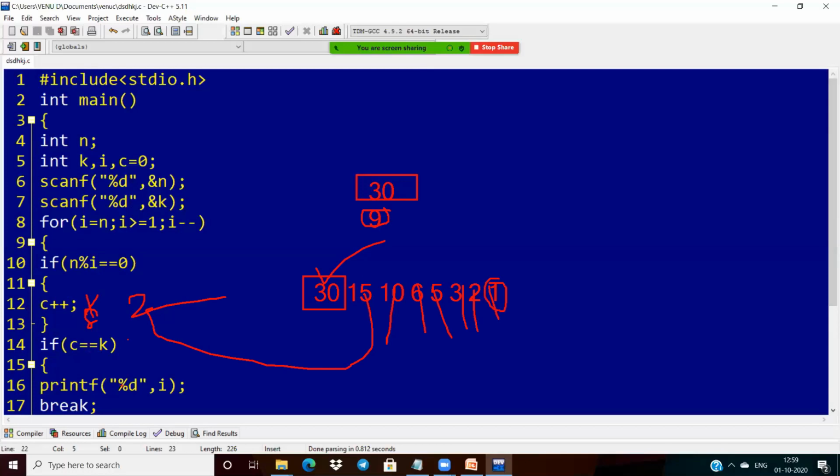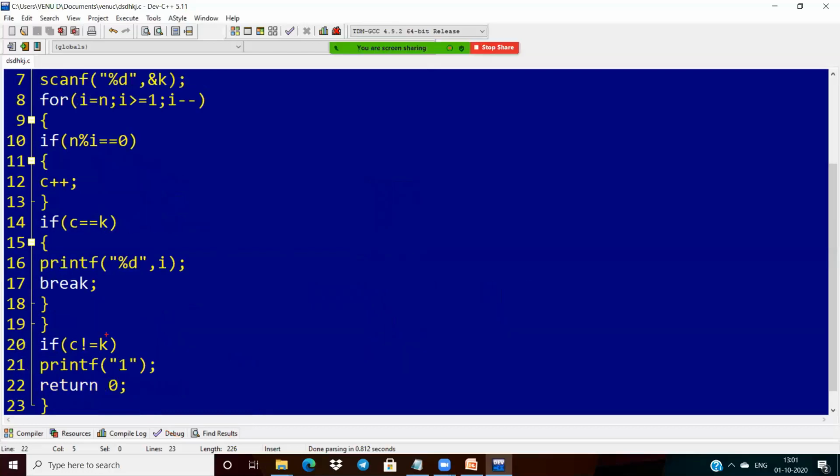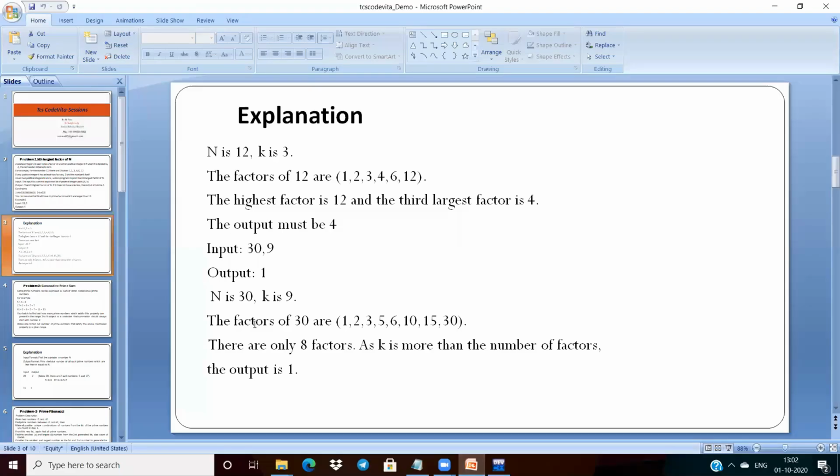Is 8 equal to 9? No. Then immediately I will be 0. Is 0 greater than or equal to 1? The condition is false. That means we did not find any ninth factor. So immediately the cursor reaches here. What is the value of C? 8. What is the value of K? 9. Is 8 not equal to 9? Yes. Then what is the expected output? 1. So this way, you will get the output 1. The second test case is also passed successfully.